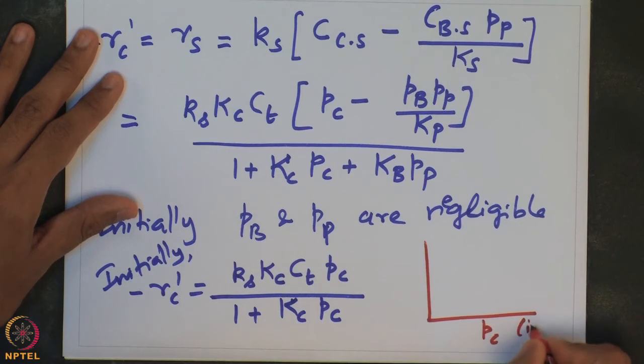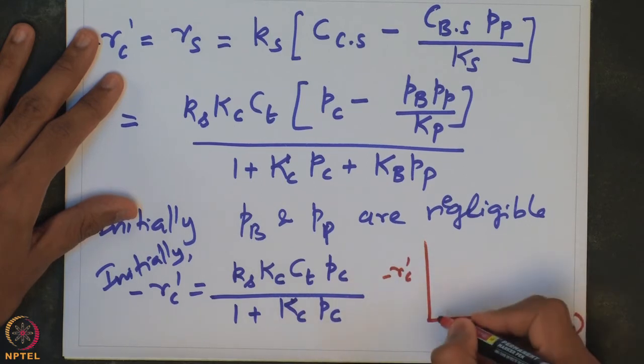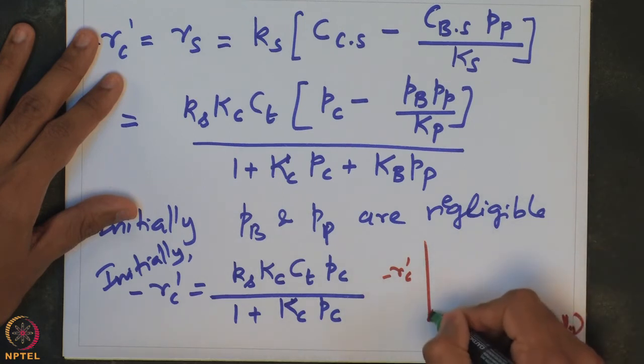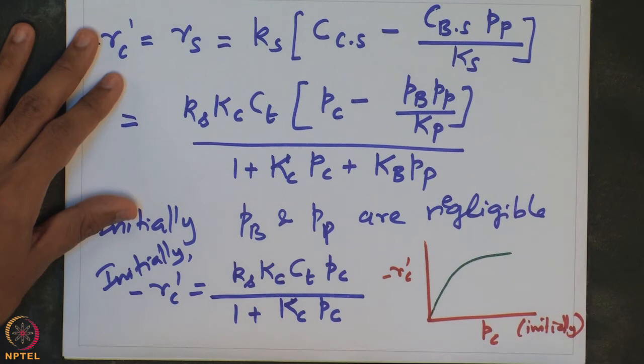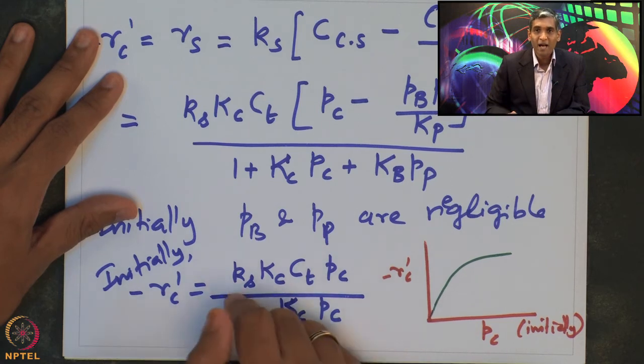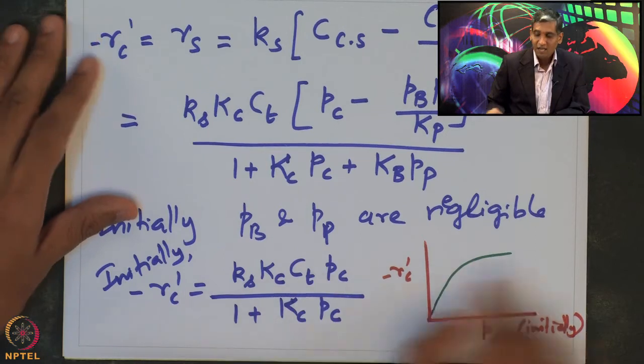So, Pc in the initial stages and minus Rc prime. It will behave linearly for very small concentrations, and then slowly it will become like this. So, clearly the dependence of the overall rate on the partial pressure when the surface reaction is limiting is not the same as the dependence of the overall rate on the partial pressure of cumene in the adsorption case. In the adsorption case it is linear, while here you can see that it is not a linear relationship. Let us look at the third case where desorption may be the rate limiting step.